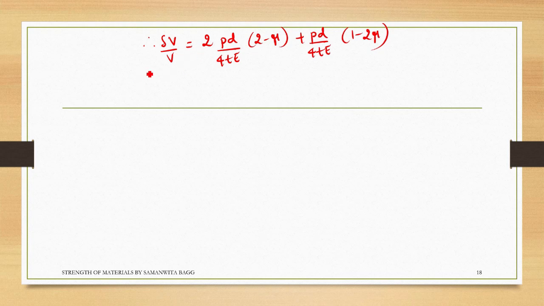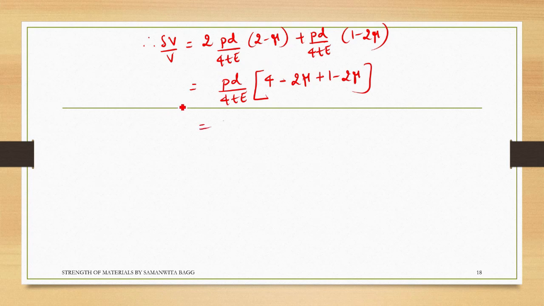Now PD upon 4TE is common here for both the terms. So I have PD upon 4TE common, and what remains from here is 2 into 2, 4, minus 2 into mu, 2 mu, and from here I have 1 minus 2 mu. So this 4 plus 1 is 5, and these two will add up to minus 4 mu.